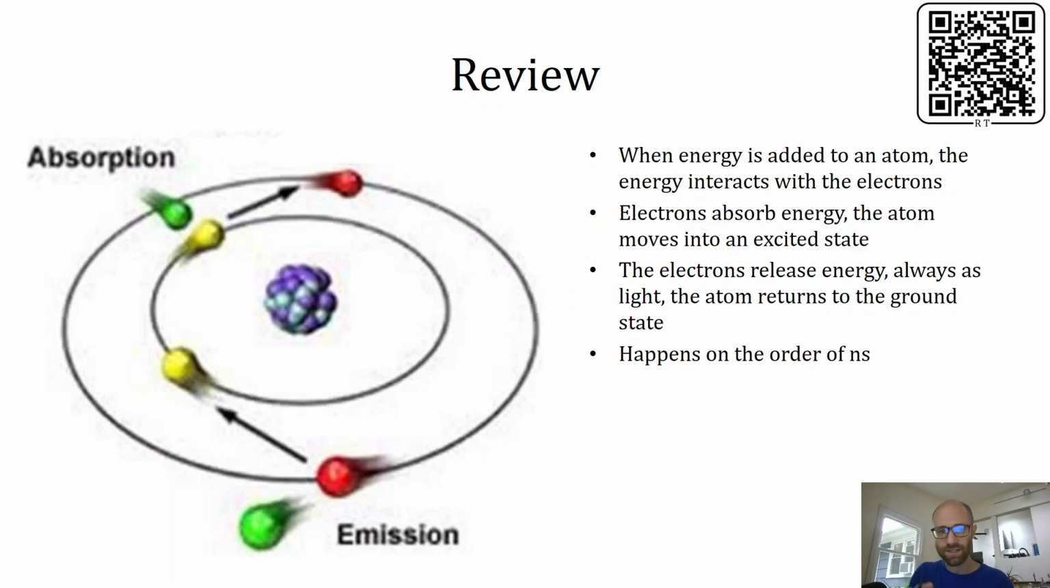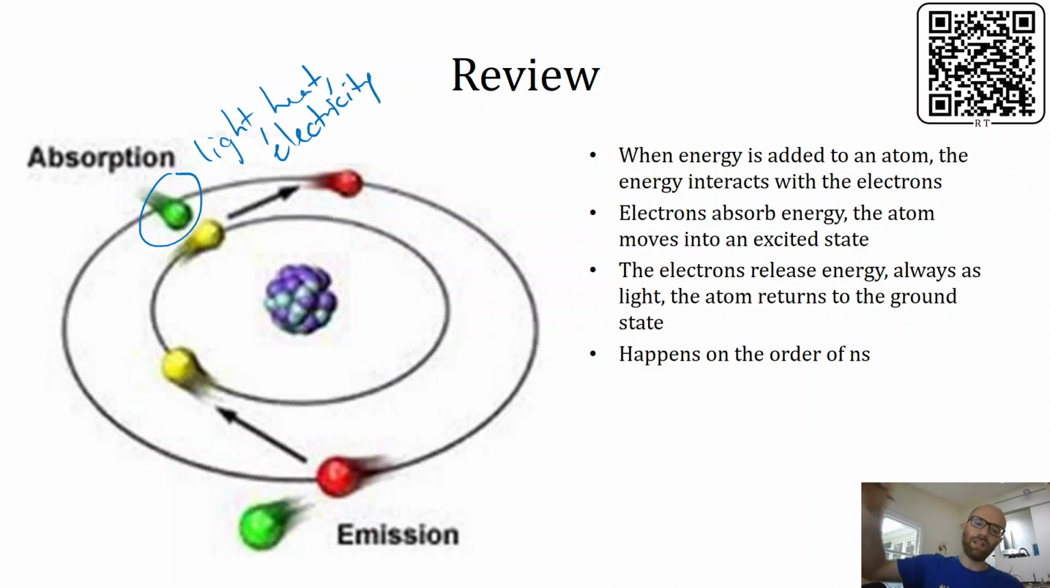So the process is written there where this absorption occurs where energy comes into the atom in the form of light or heat or maybe electricity. And then the electron jumps away from the nucleus to a higher energy state. After some time, the electron falls back down, and then this emission is always in the form of light.